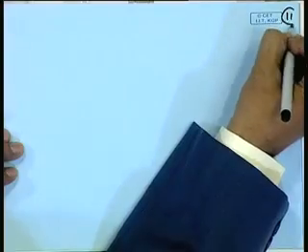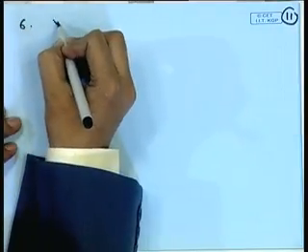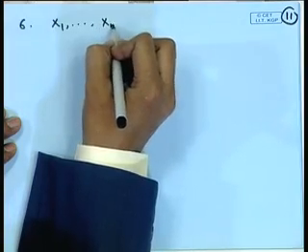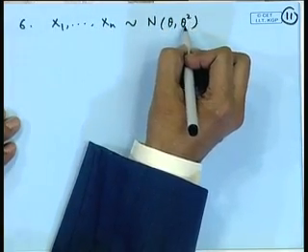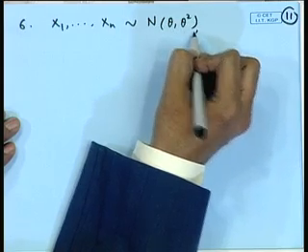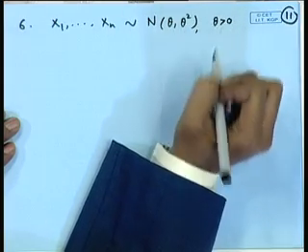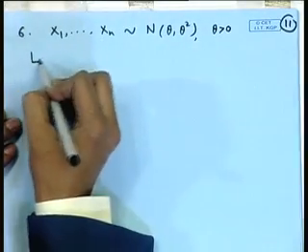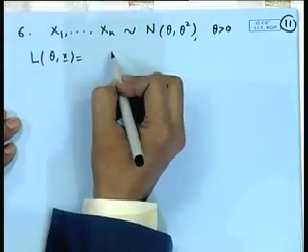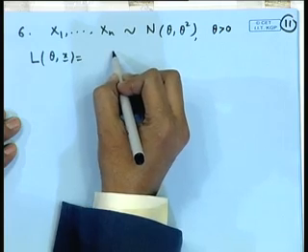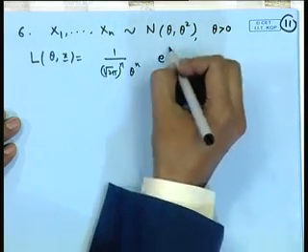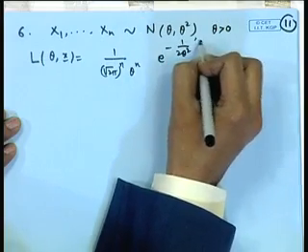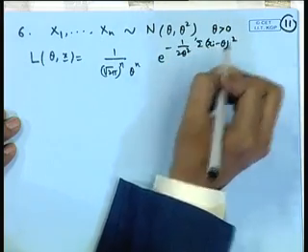Let us take, say, x1, x2, xn follow say normal theta, theta square. That means, I am considering the situation where the mean and the standard deviation are the same. So, naturally theta has to be positive here. Now, here the likelihood function if you write, then following the earlier setup it becomes 1 by root 2 pi to the power n theta to the power n e to the power minus 1 by twice theta square sigma x i minus theta whole square.